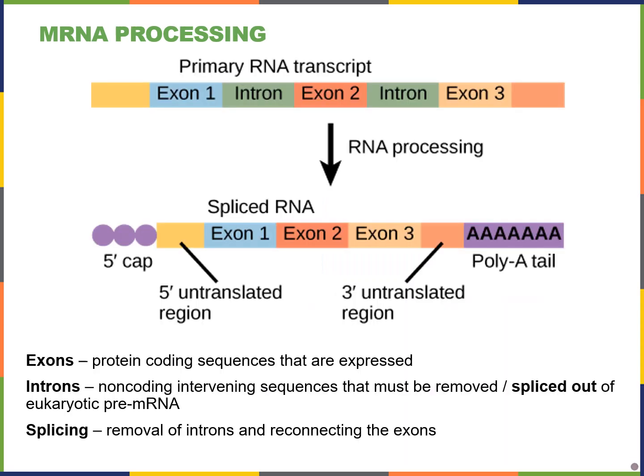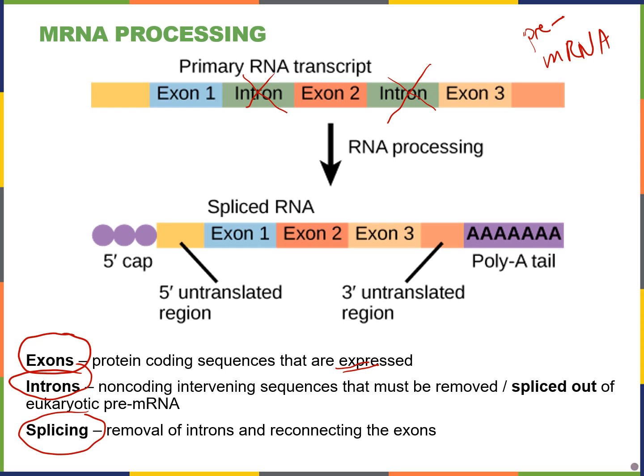So here's another look at the same thing, except we're going to focus on the vocab terms. We have exons, which are protein coding sequences that are expressed, and we're going to keep those in our messenger RNA molecule. So this is really our pre-mRNA. And then what we're going to get rid of are the introns. The introns are the intervening sequences that must be removed. We do this through a process known as splicing. So splicing will allow us to remove introns and reconnect the exons together.